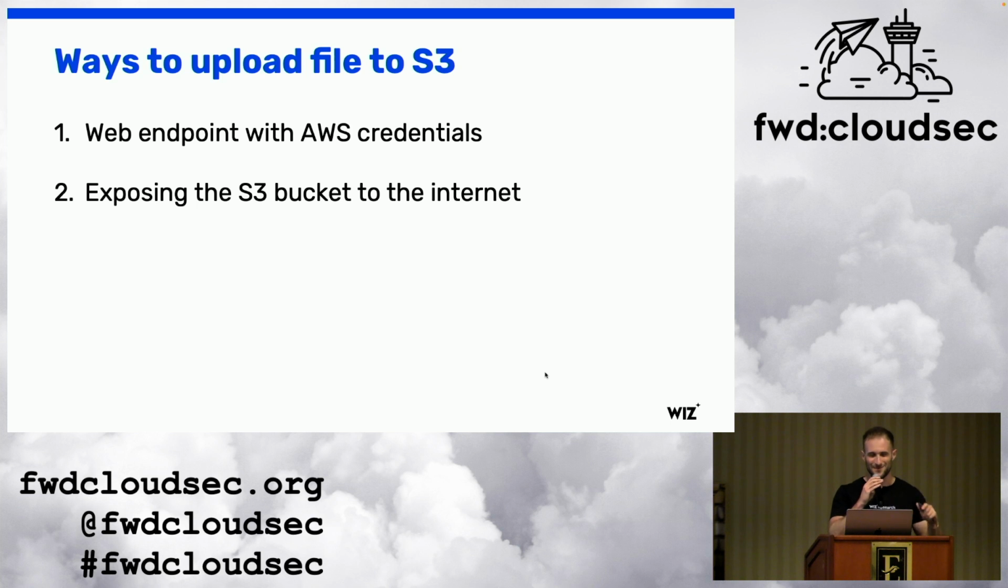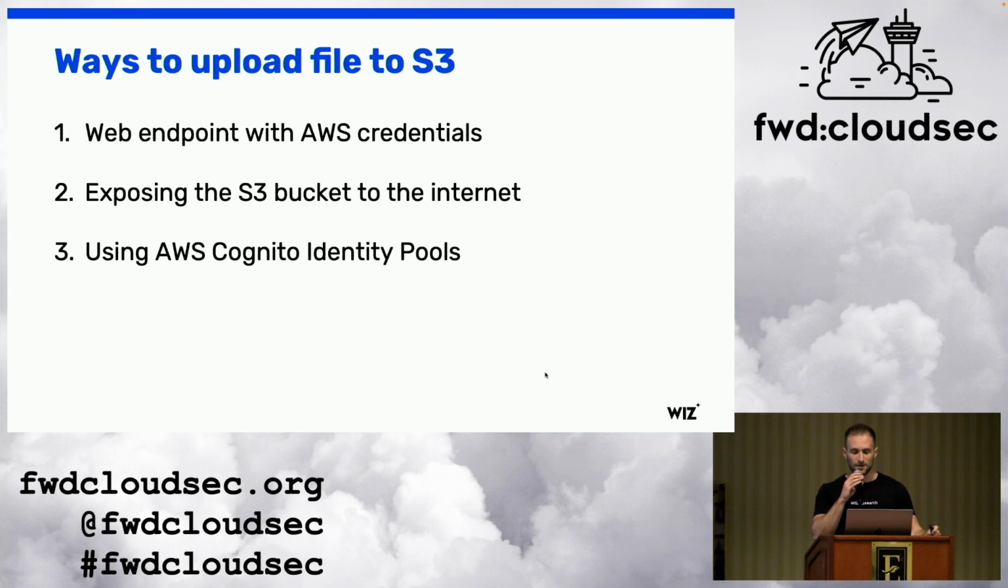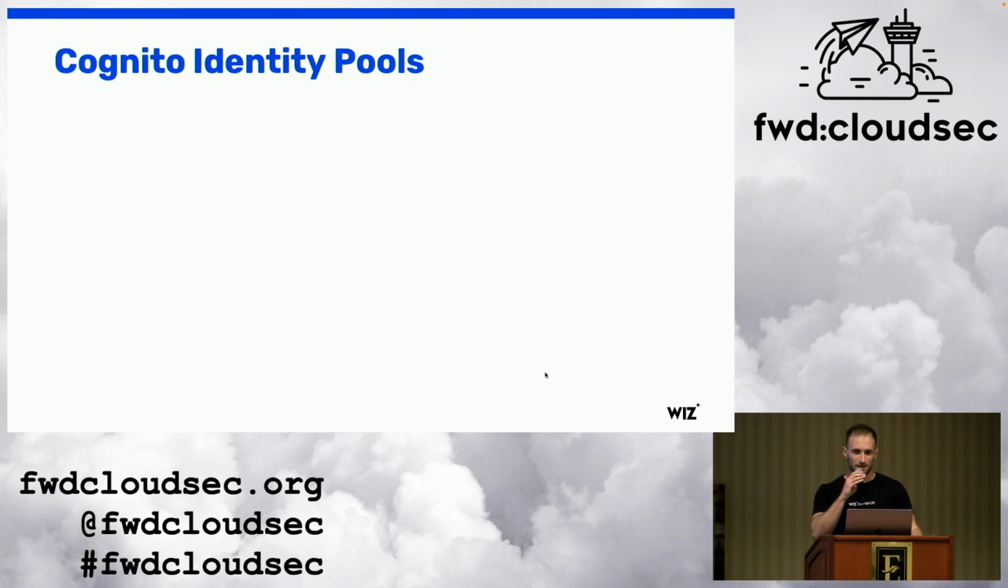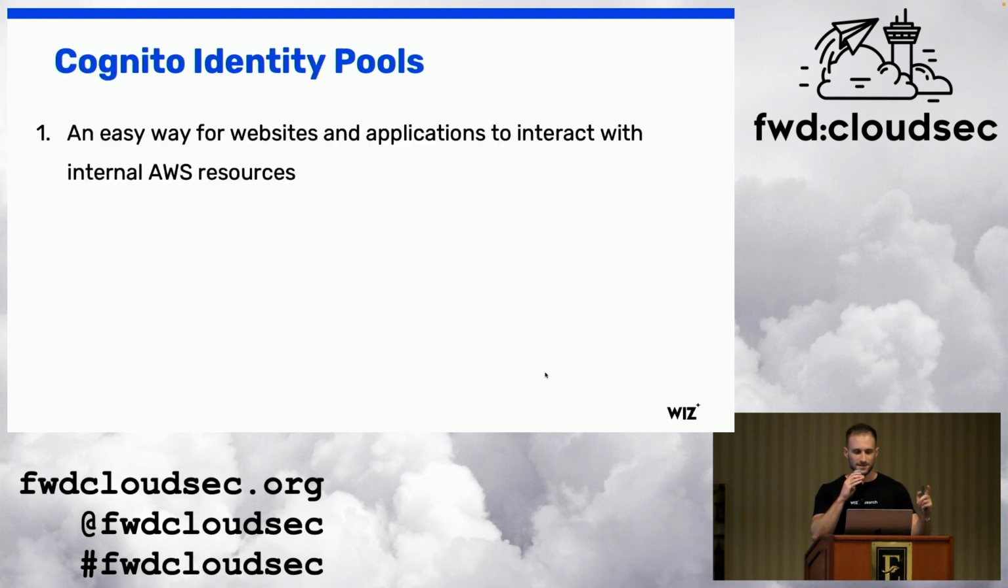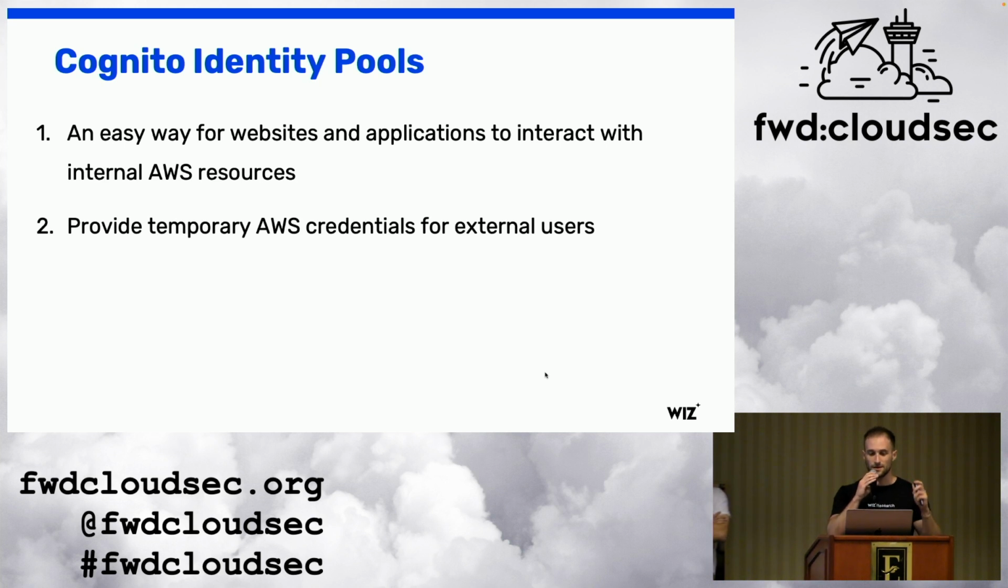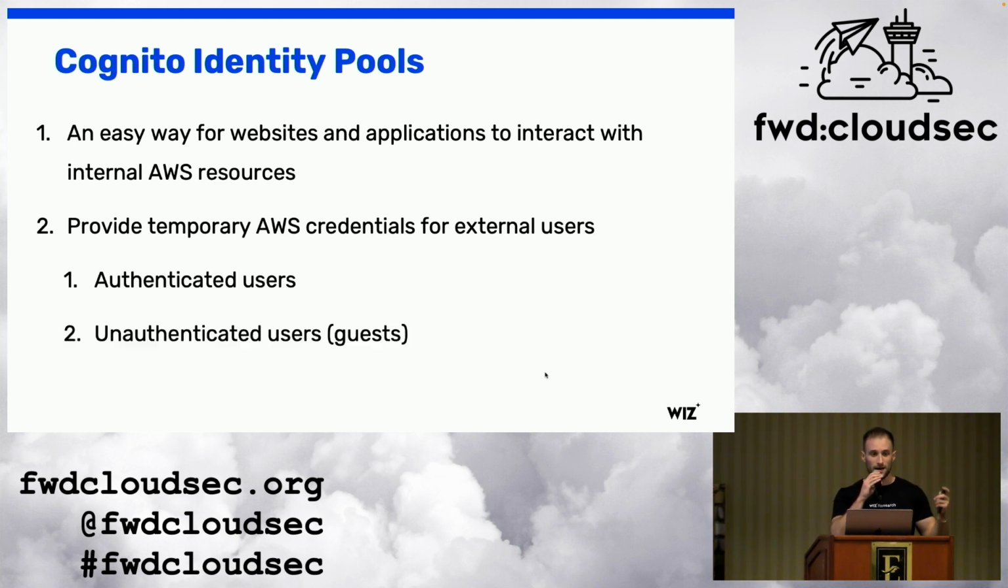But if you learned anything up until this point of the presentation, you probably know this is not a very good idea. So he can do what AWS recommends him to do, and needs to use AWS Cognito identity pools. For those of you who are not familiar with AWS Cognito identity pools, they're essentially an easy way for websites and applications to interact with internal AWS resources. This is done by granting the application temporary AWS credentials for external users. Those users can be either authenticated users or unauthenticated users, also known as guests.